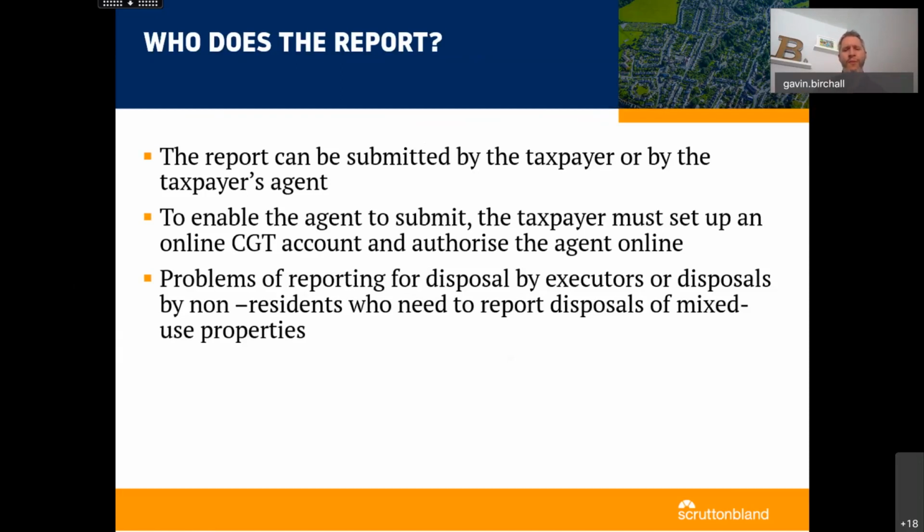There are a few problems with reporting at the moment, particularly where we have disposals by executors, and I think it's still a very new regime, so it will take a bit of time for the systems to work perfectly.